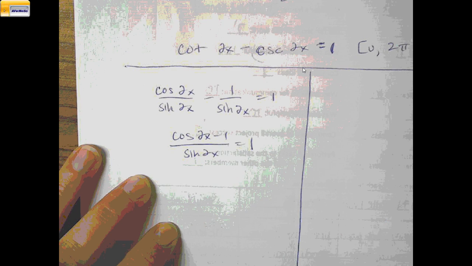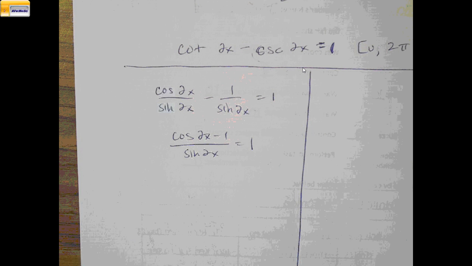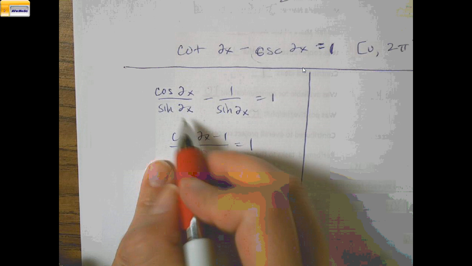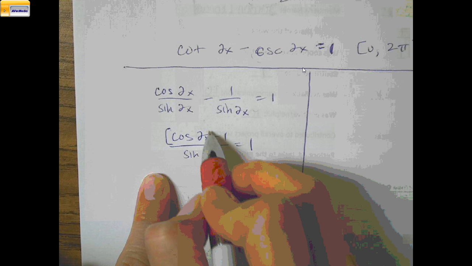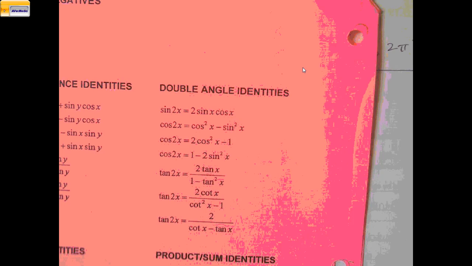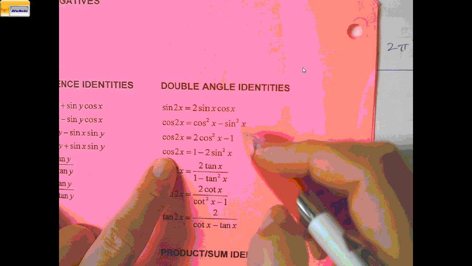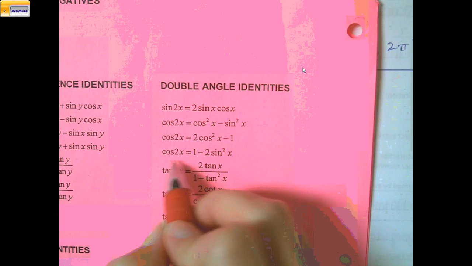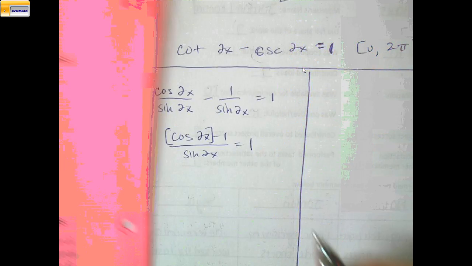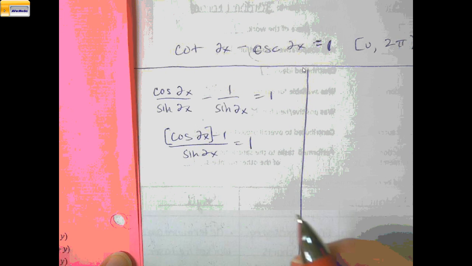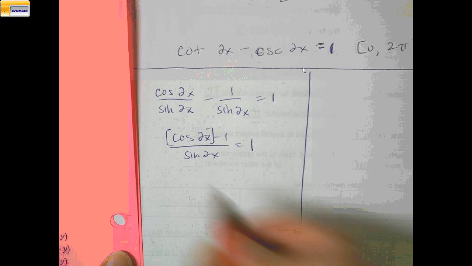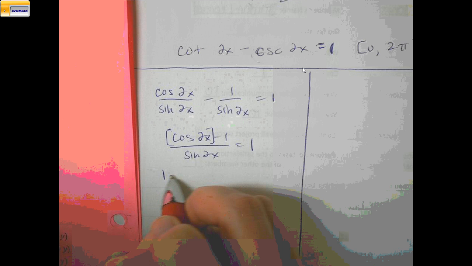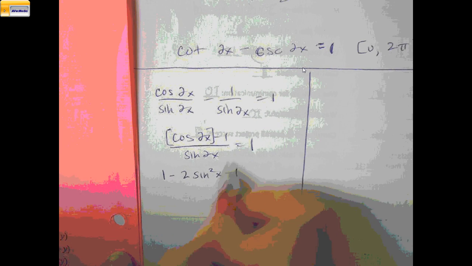And if I wanted everybody to be in sines, what would be great is we have 3 different identities for cosine of 2x. And you have to be smart about which one you pick. You can't just pick anybody. I mean, you can, but it'll take you a while to work your way through it. Cosine of 2x, if I use this one right here, 1 minus 2 sine squared x, then everybody's going to be in sines. It might help me out. So on the top I have 1 minus 2 sine squared x minus 1 all over sine of 2x.